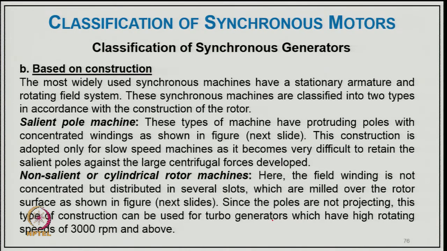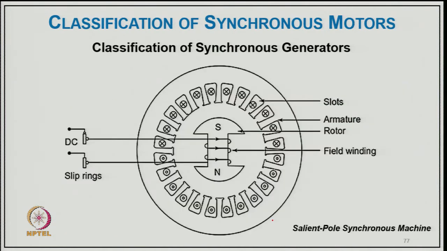And then non-salient or cylindrical rotor machines, where the field winding is not concentrated but distributed in several slots which are milled over the rotor surface as shown in the figure. Since the poles are not projecting, this type of construction can be used for turbo generators which have a high rotating speed of 3000 rpm or 3600 rpm, depending on 50 Hz or 60 Hz supply. So, this is typically the salient pole construction.